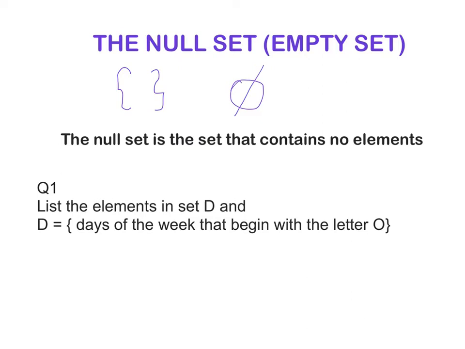List the elements in a set D, and D is a set that contains days of the week that begin with the letter O. As we know, there are no days of the week that begin with the letter O, so set D is the empty set or null set. So we can write down D is a null set or D is an empty set.